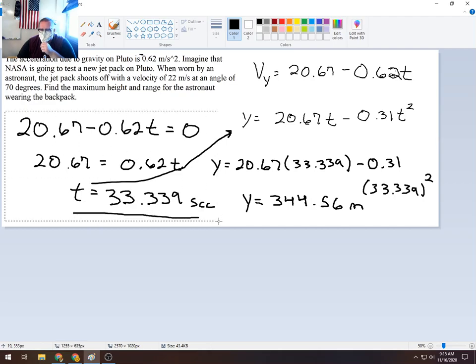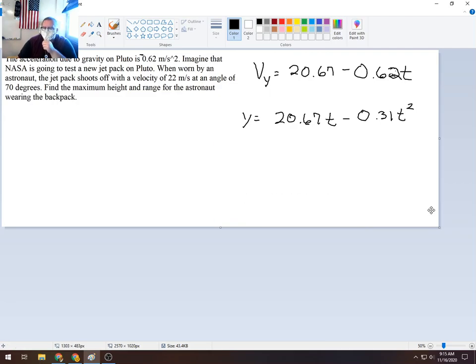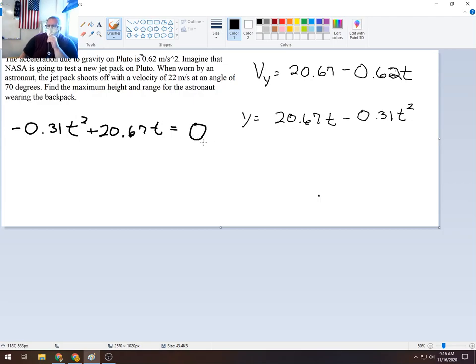Okay, let's talk about the range, because there's a little, I don't want to say trick, because it's just math, but there's a faster way you can figure this out. What you want to do when you're finding the range is figure out when the vertical displacement equation, this y equation, equals 0. So really I'm saying, if I put it in standard form, negative 0.31 t squared plus 20.67 t equals 0. One way you can solve this is to use the quadratic formula. A is negative 0.31, B is 20.67. That works perfectly fine.